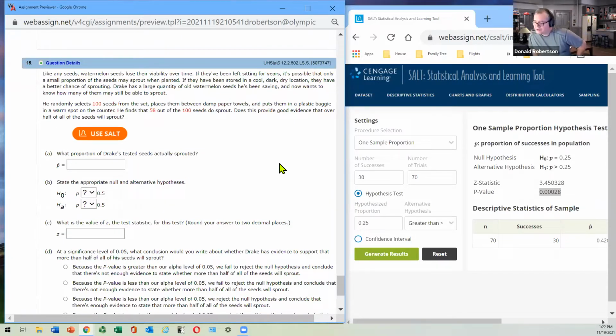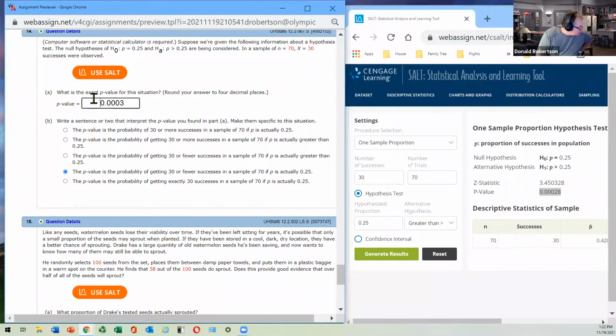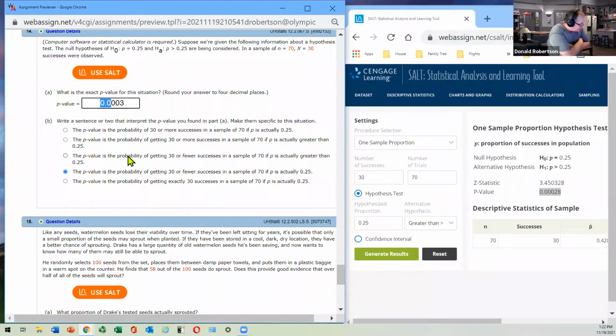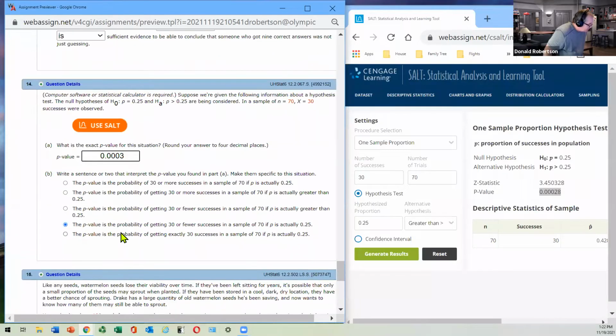Are we good with the next one? Right. What was the answer for that last bit? Sorry. The answer for here or for this one here? For B, for the word part. Okay, I guess I should read it. Write a sentence or two that interprets the p-value you found in part here. So I got this guy. So this is the probability that you got 30 out of 70. There we go. You got 30 out of 70 if P is actually that number. So it's this one here.